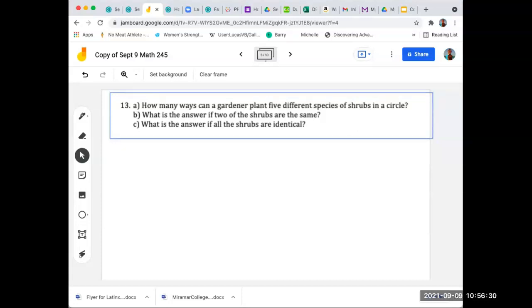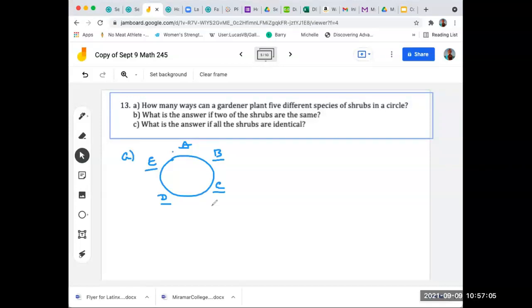All right, let's look at 13. This is the circular permutation problem. A: how many ways can a gardener plant 5 different species of shrub in a circle? So we have azaleas, bougainvilleas, camellias, daffodils, and evergreen bushes, or A, B, C, D, E.